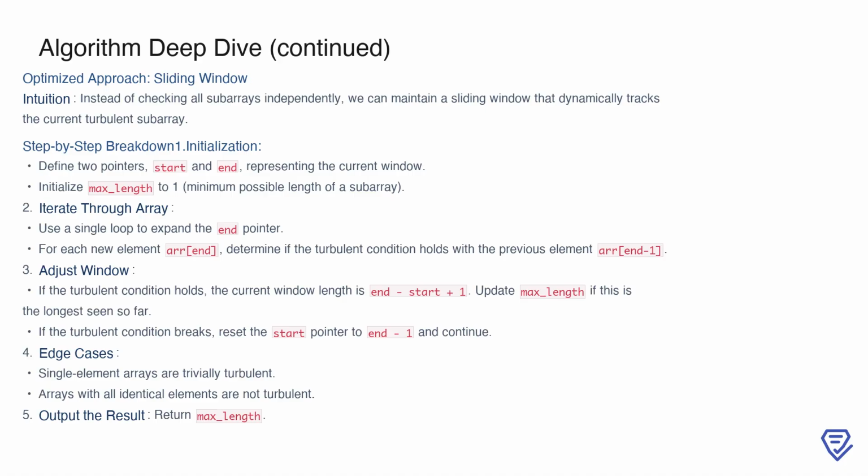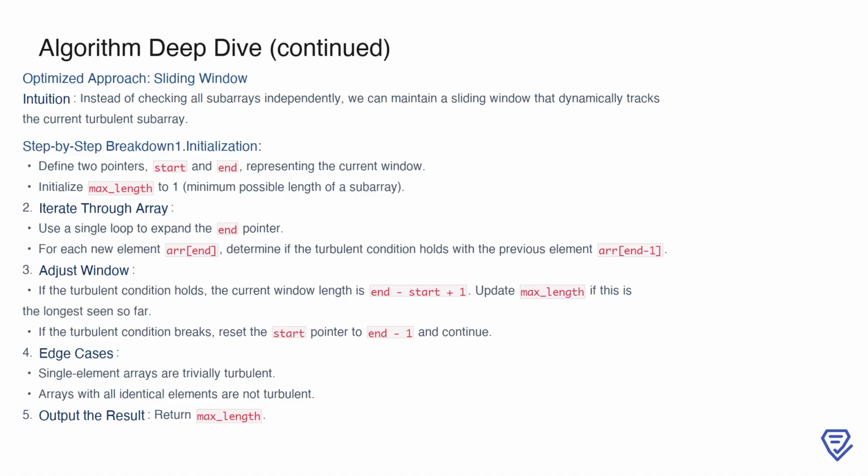We then loop through the array, expanding the end pointer one element at a time. For each new element, we check whether the turbulent condition holds between it and the previous element. If the condition is satisfied, the current window length is updated to end - start + 1, and we update max_length if this new length is longer. If the condition breaks, we reset the start pointer to begin a new potential window.